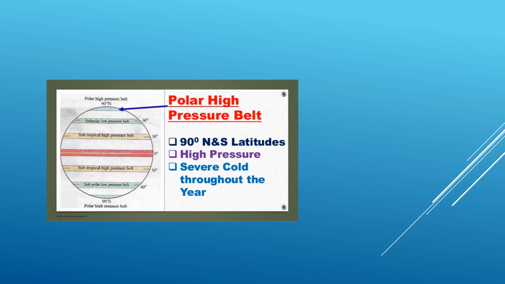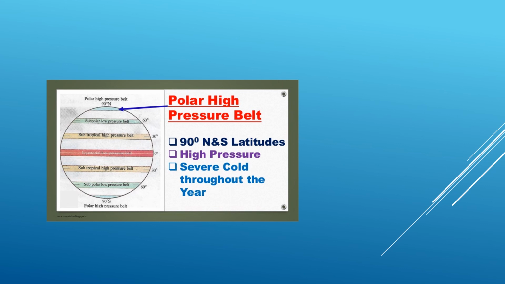low pressure. Now the last pressure belt is the polar high pressure belt, which lies between 80 to 90 degree north and south of the equator. In this region, the air is extremely cold and heavy because of the very low temperature. We all know that the polar regions receive slanting rays of the sun. This results in extremely low temperature, which causes high pressure in this region.